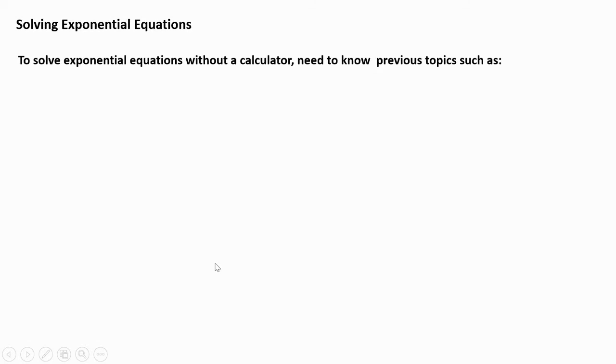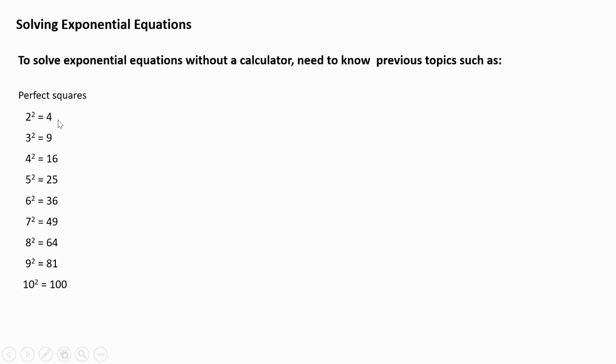Now we're going to be solving exponential equations. So you have to know the perfect squares. These are perfect squares because 2 squared is 4. These are called perfect squares, guys. 3 squared is 9, 4 squared is 16, and so forth. So you have to know these. You also have to know perfect cubes.